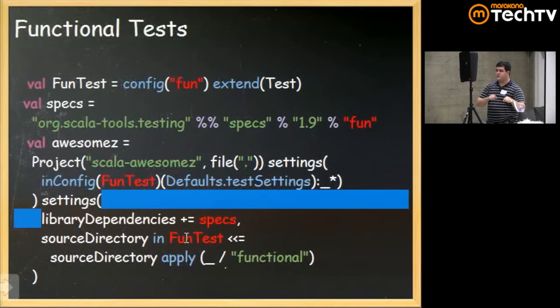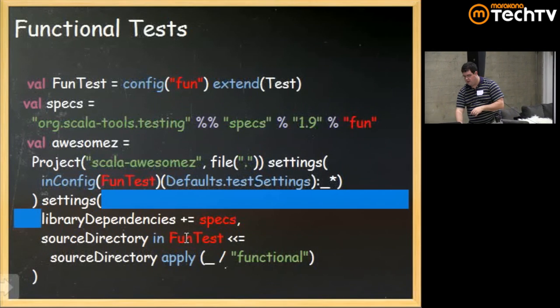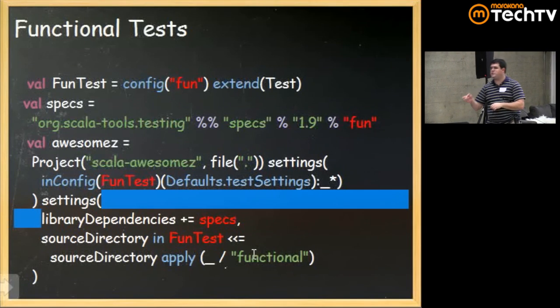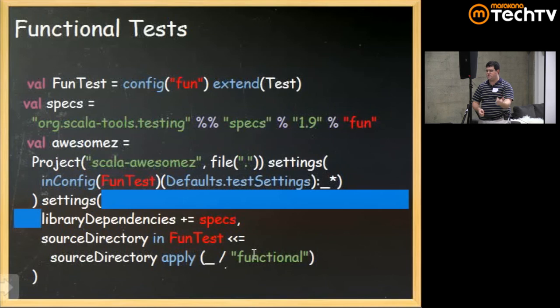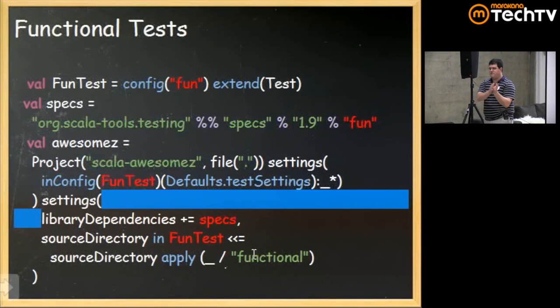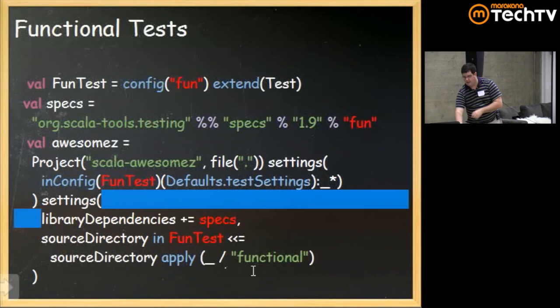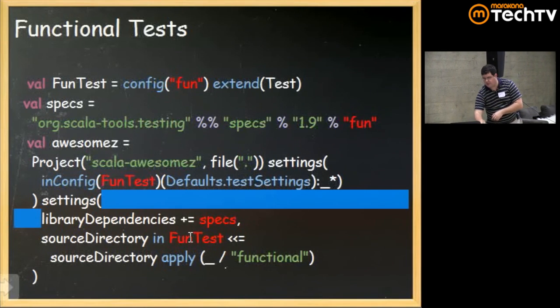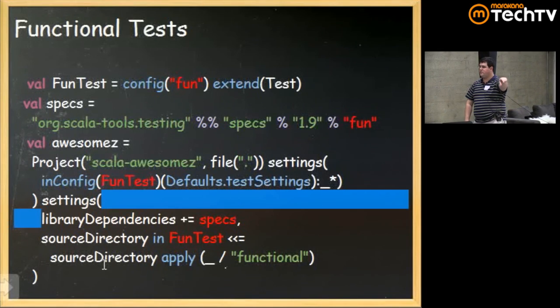And there's a source test Java that has all of your unit testing. By doing this, I've changed the functional testing code to be in source functional Scala, because I've moved the source directory for functional tests. And that's what this in does. It changes the scope of that setting that I'm applying, and I'm making use of a setting in a different scope. So, yeah.